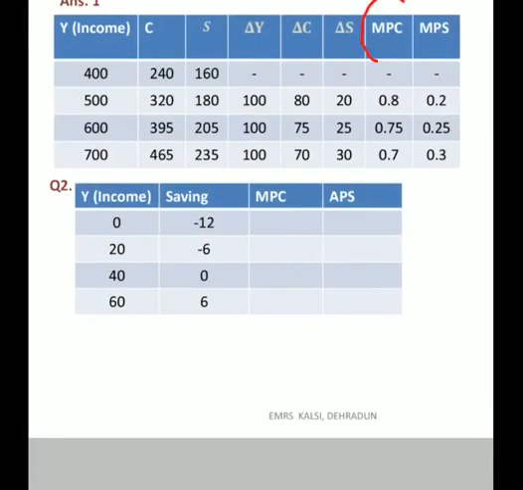Okay, so now the first task is to find MPC. Okay, so in order to find MPC we have to find delta C and delta Y, as we have seen in our formula as well. So delta C means the current value minus the previous one. So this is our C. So the current value is 240, but we don't know the previous value, so we will write nothing here.